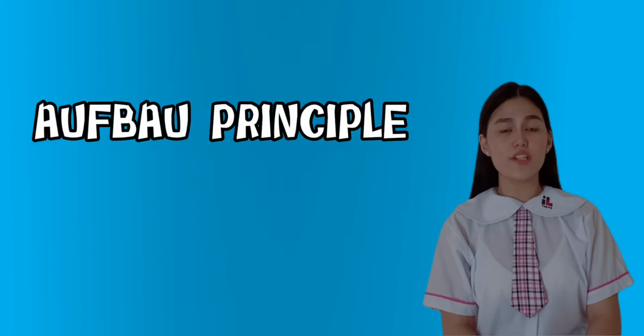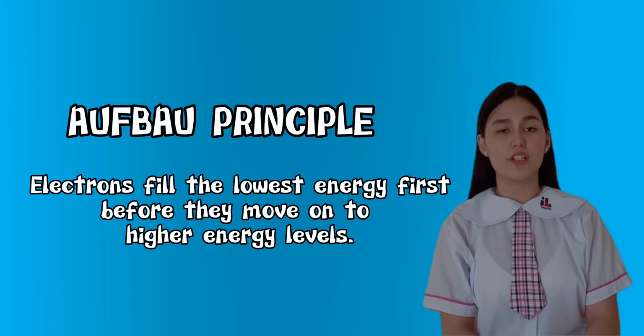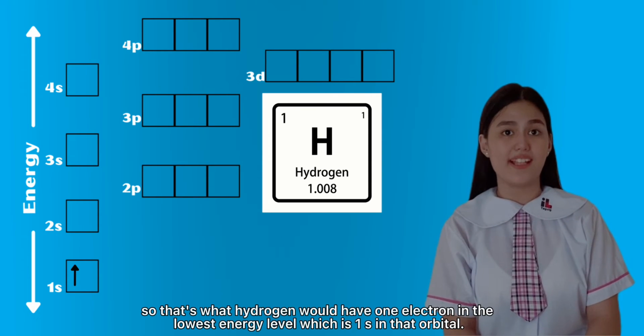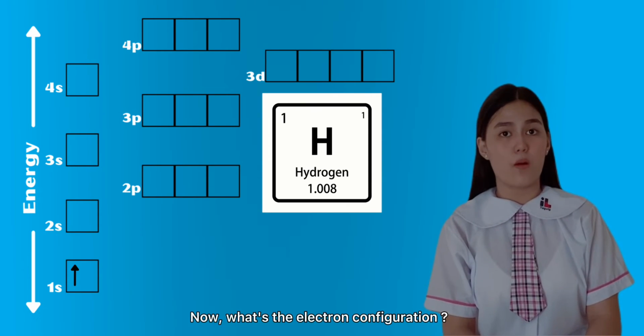What the Aufbau principle says is that the electrons will fill the lowest energy first before they move on to higher energy levels. So that's why hydrogen would have one electron in the lowest energy level, which is 1s, in that orbital. Now, what's the electron configuration?